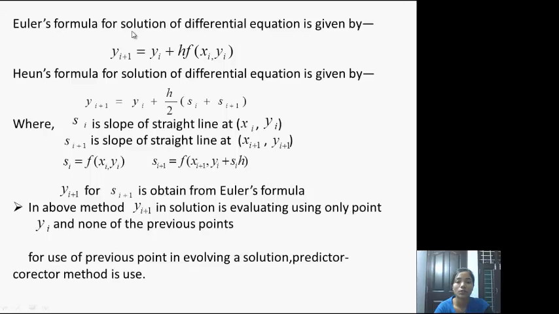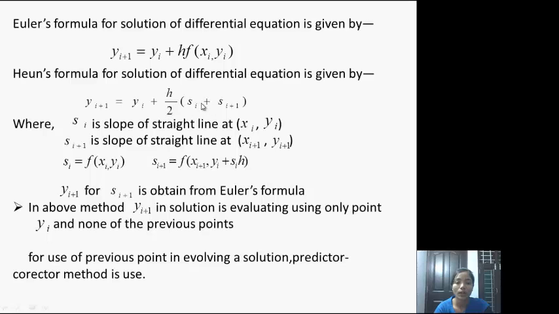Euler's formula for solution of a differential equation. By this we extrapolate the value of y. So this is the formula for solution of a differential equation, and this is Heun's formula for solution of a differential equation, which we are going to use in our algorithm of the predictor corrector method.